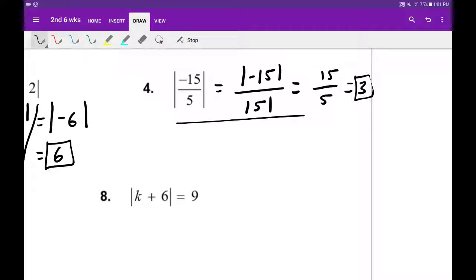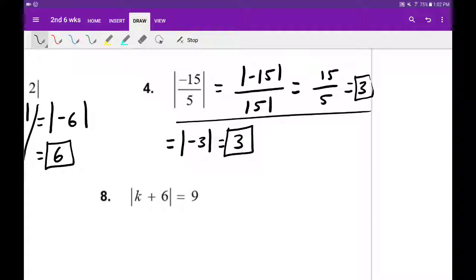Okay. Again, another way you could do it is go ahead and divide out everything. Negative 15 divided by 5 is a negative 3. Absolute value of negative 3 is positive 3. And again, same answer.